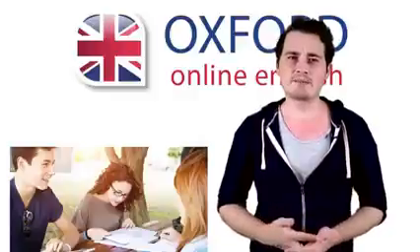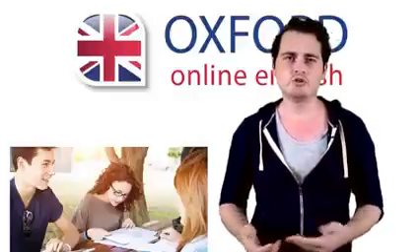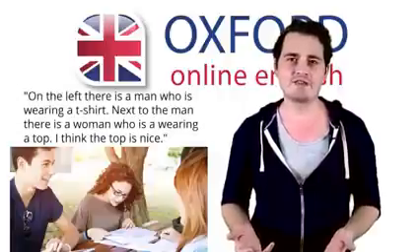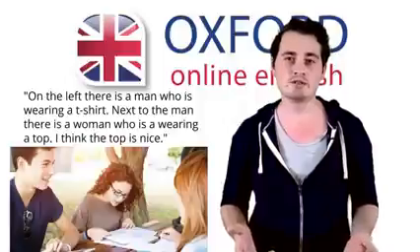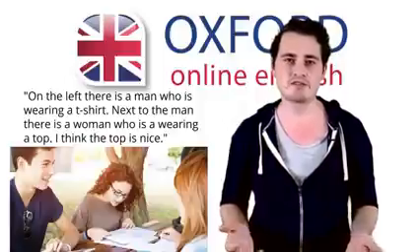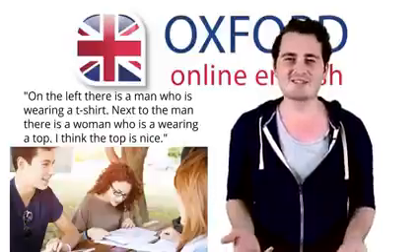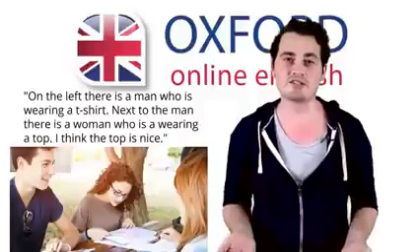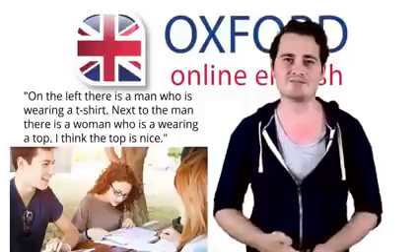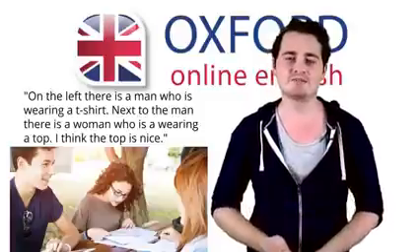What could you say about this photo? You could say, "On the left, there is a man who is wearing a t-shirt. Next to the man, there is a woman who is wearing a top. I think the top is nice." But this isn't a great answer because there are no adjectives, except the word nice, which doesn't give us much information. To get a higher score, you need to describe what you see in more detail.